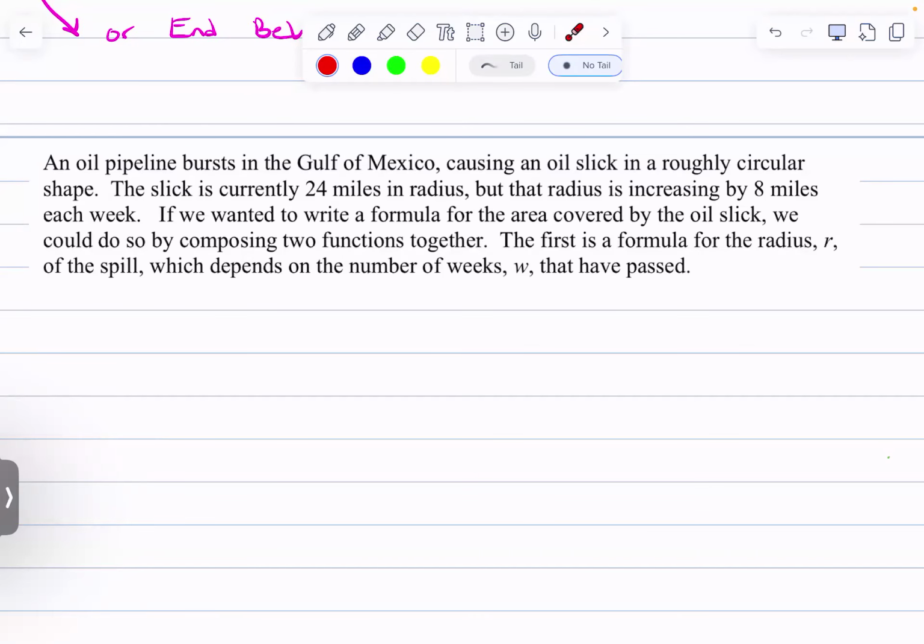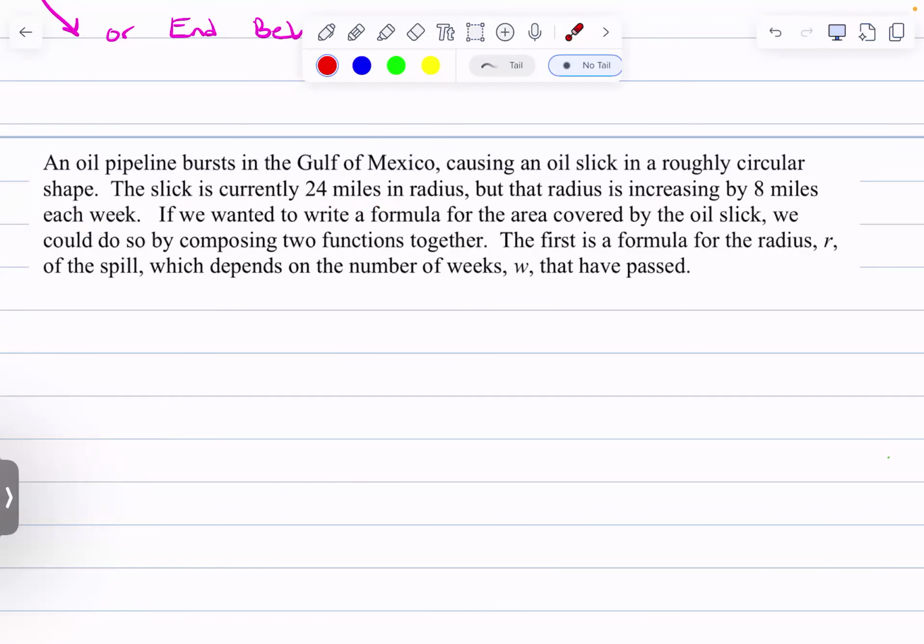Okay. How about, it's been a while since we did some problem solving. Let's do it. Let's solve some problems. An oil pipeline bursts in the Gulf of Mexico, if you can imagine that. I'm still going to call it the Gulf of Mexico. Causing an oil slick in a roughly circular shape. So the slick is currently 24 miles in radius, but that radius is increasing by 8 miles each week.